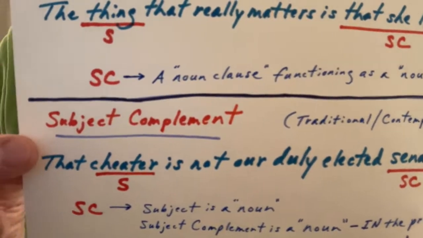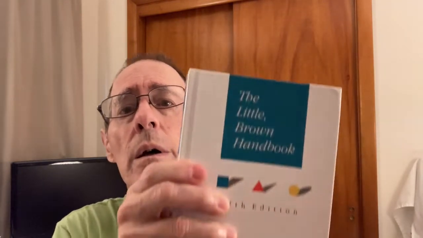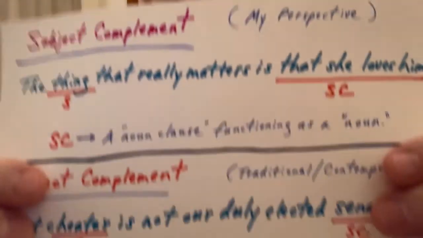Now, here's the usual, ordinary, traditional, contemporary subject complement. And you will see that term all over the internet. There are thousands of videos where people teach English. And you'll find that term also in grammar books and all kinds of grammar books. It seems to be a common term these days. So let's look at the traditional or contemporary subject complement.